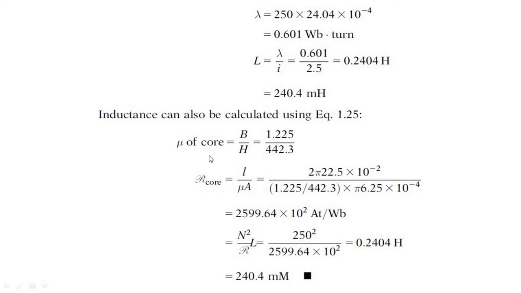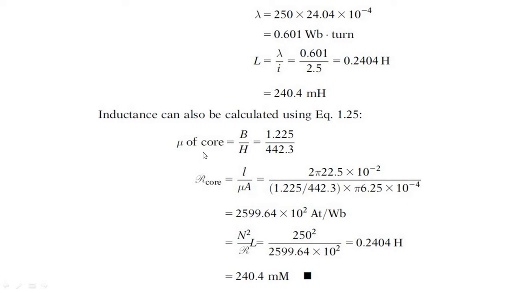Then L is equal to lambda by I. Then L is equal to N phi divided by I. Then the inductance value, lambda is 0.601, divided by 2.5. The resultant value is 0.2404 Henry. That means we have to mention here 240.4 millihenry.